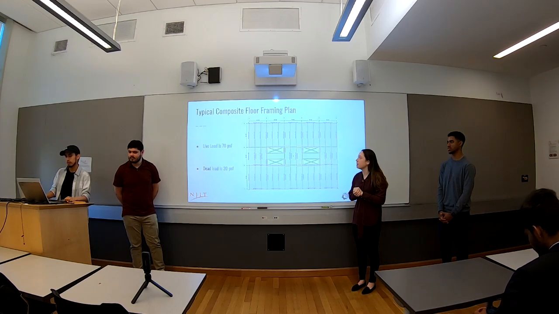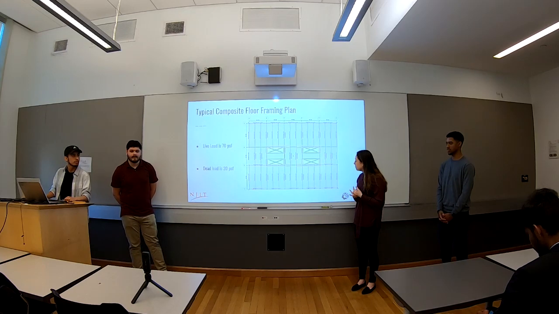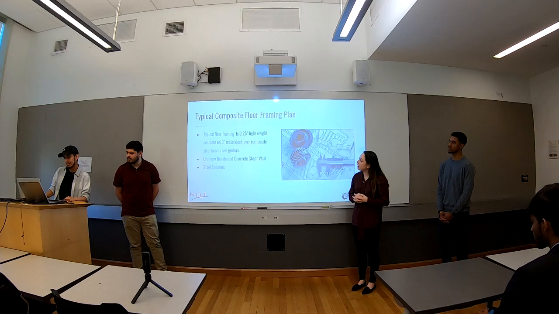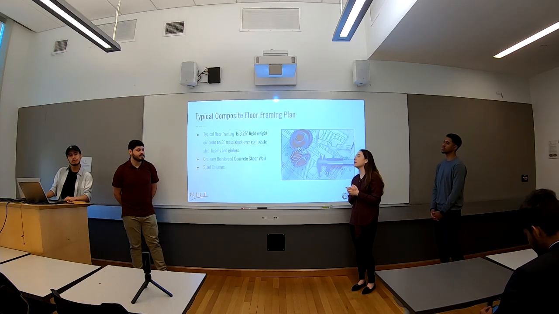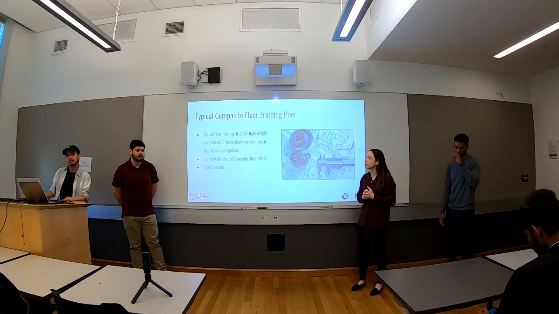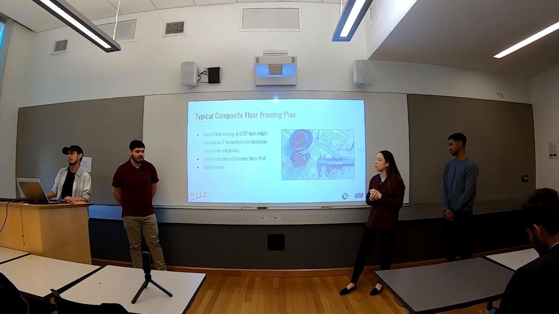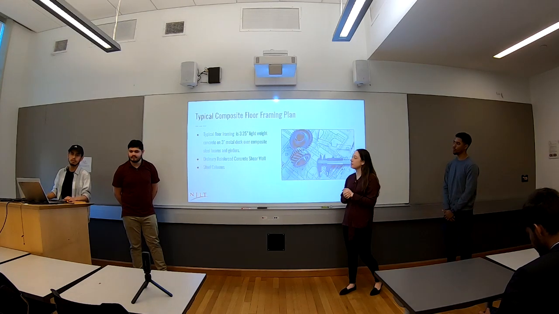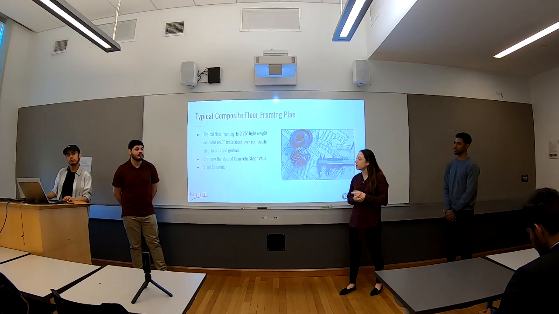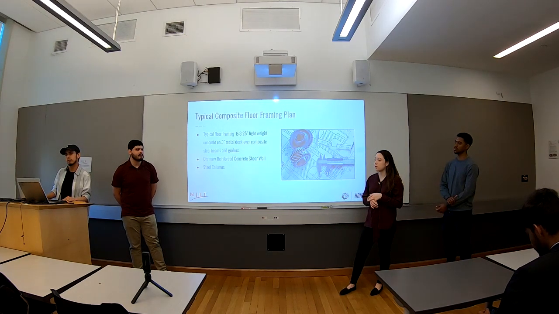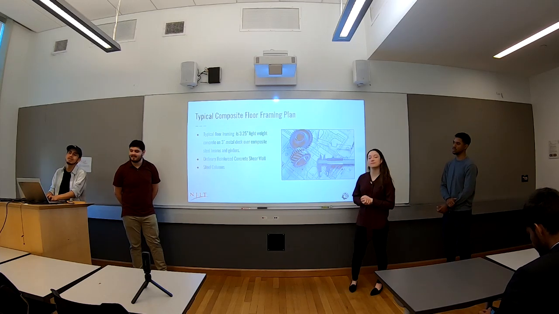As we continue to design the structure, these values and the kinds of beams that we have are subject to change. Typical floor framing is 3.25 inches of lightweight concrete on 3-inch metal deck over composite steel beams and girders, ordinary reinforced concrete shear wall, and steel columns. And that's all. That concludes our presentation.